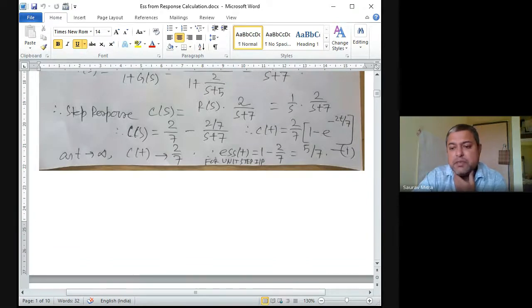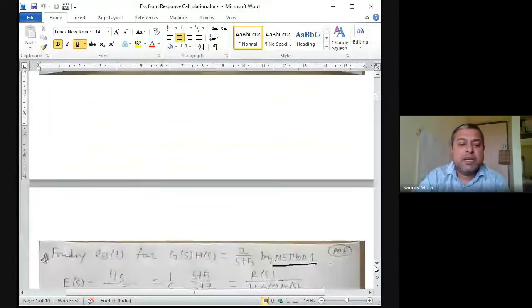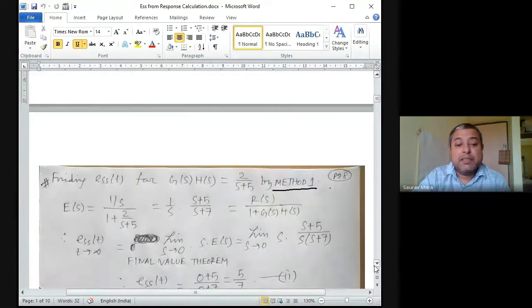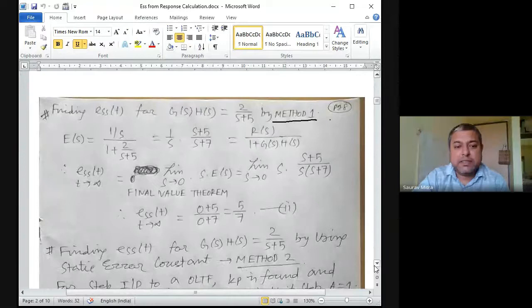In the first method, we were finding the equation of e(t), and then we substitute t tends to infinity to find the steady state error. In the second method, we are not calculating anything about e(t). Directly from Kp, Kv, Ka, we were calculating how e(t) is at t tends to infinity. This is the third method. In this third method, we are finding c(t). c(t) is the output, so 1 minus output is the error. This is in case of unit step input.